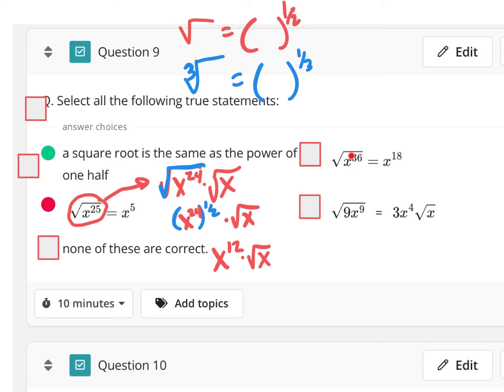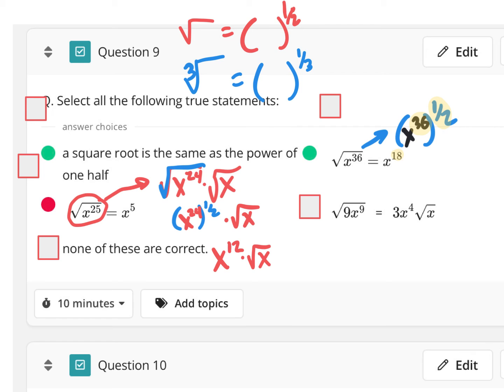The square root of x to the 36th, we just did a problem like this. The square root is the power of 1/2, so we want something divisible by 2. Is 36 divisible by 2? Heck yeah. So you already know the answer is x to the 18th. This is true, because all you have to do is think of it as the power of 1/2. And you got x to the 36, and of course a power to a power you multiply. So 36 times 1/2 is that 18 that we have there. So this is true. That's why there's a green dot right there.